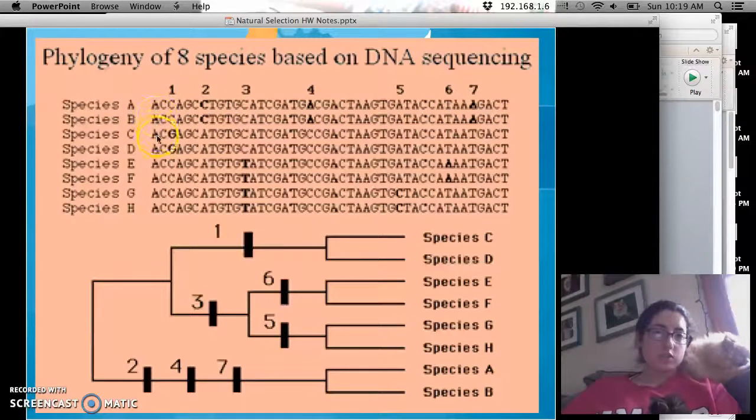As you can see, they start out having the same bases, but then immediately at C and D, there's a difference. So all the bolded ones show differences. And this structure down here is called a cladogram, which we will learn about in a day or two. And the species that are close together on the cladogram are more related, and then they branch off as there's some differences.